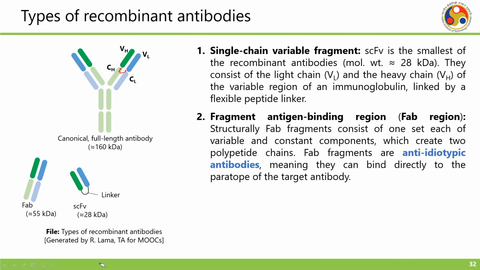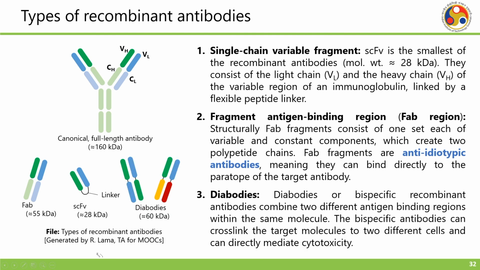Then you have the fragment antigen binding region, the Fab region. Structurally, Fab fragments consist of one set each of variable and constant fragments components, which create 2 polypeptide chains. Fab fragments can be anti-idiotypic antibodies, meaning they can bind directly to the paratope of the target antibodies. So, when we are taking this entire thing, this is the Fab, which is roughly around 55 kilodalton.